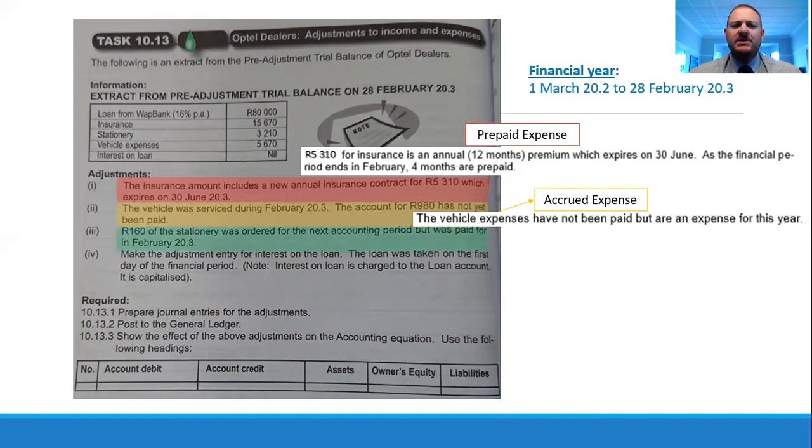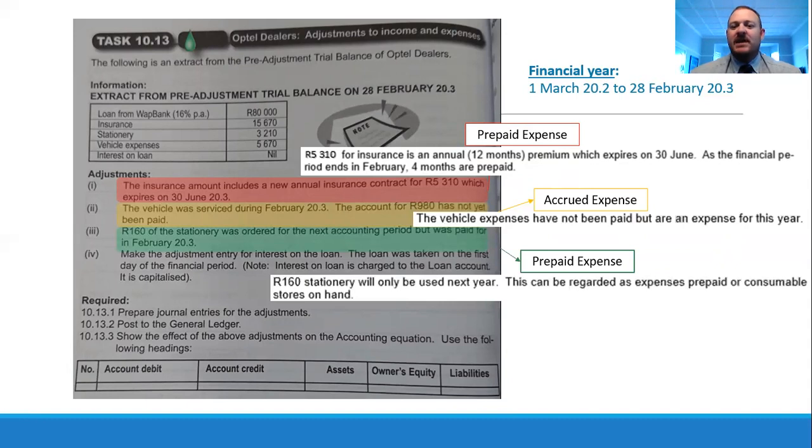We then have an amount for stationery. 160 Rand for stationery was ordered for the next accounting period, but was paid for now in this current financial period. So that again is an example of a prepaid expense, and you can see what's happened is we are paying now for stationery that we're only going to use in the next year.